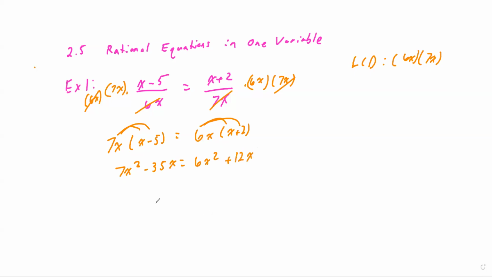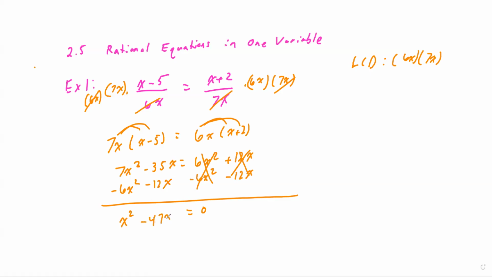At this point, I just want to combine like terms. So I'm going to subtract 6x squared on both sides. Again, I like to move the smaller coefficients over so I don't have to deal with negatives. Then, to set this equal to 0, since it looks like it's going to be a quadratic, I'll move this 12x over as well by subtracting it, because we know to solve quadratics, it needs to be set equal to 0 before we can try to factor it. 7x squared minus 6x squared gives me 1x squared, and negative 35x minus 12x gives me negative 47x.